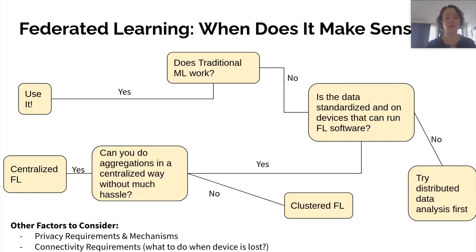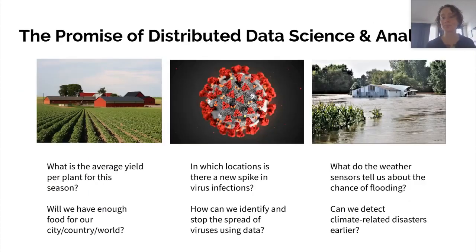And then there's also connectivity requirements. So what are you going to do when the device is lost? Is there a certain tipping point when a particular amount of devices are lost where you want to actually halt the round and stop the process? So these are questions that you have to think about and should think about, again, combining the knowledge from your software and infrastructure teams with the knowledge from your data team.